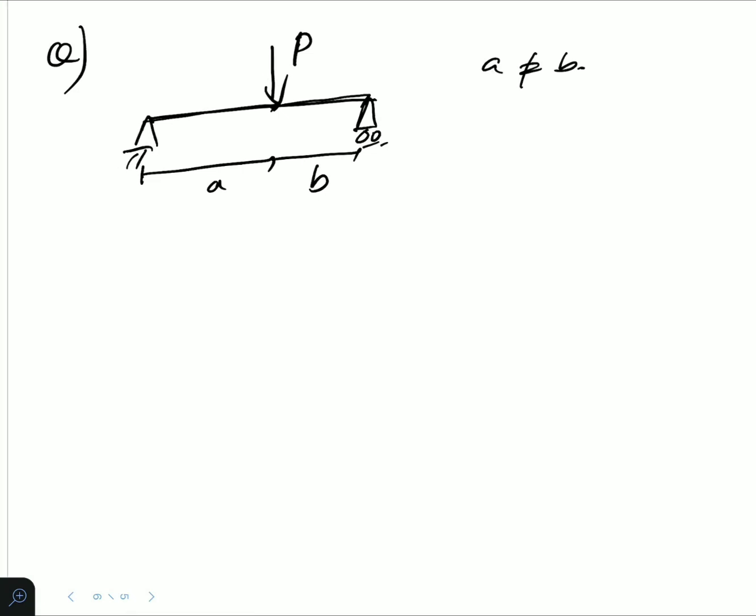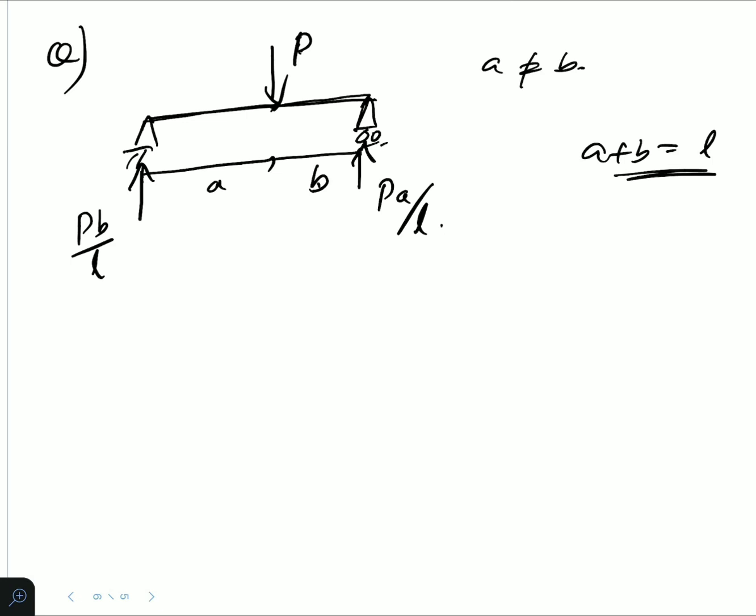So here you can calculate sigma F of y is equal to 0 and calculate the reaction. I just know it by heart. Okay, PB by L, where the total length A plus B is equal to L. The total length of the beam is L. So PB by L will be the reaction here and PA by L will be the reaction here. I know it by heart, so I'm writing. You can calculate sigma F of y is equal to 0 and find out these reactions. Okay, so these are the values.